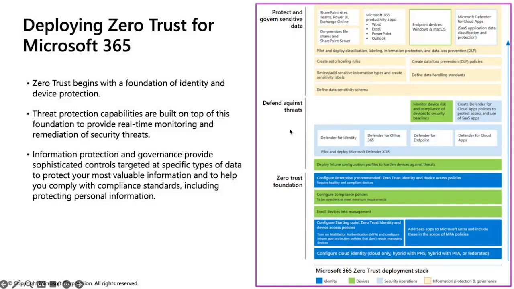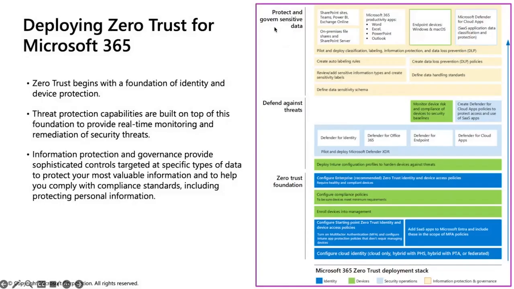Then moving towards the next, we start focusing on deploying Defender products. In Defender products, we have Defender for Identity, Defender for Office 365, Defender for Endpoint, Defender for Cloud Apps. So we start deploying these kinds of Defender components wherever this is applicable and valid.